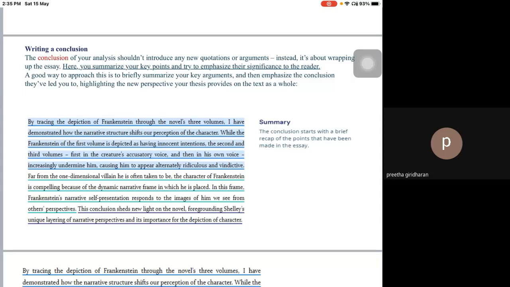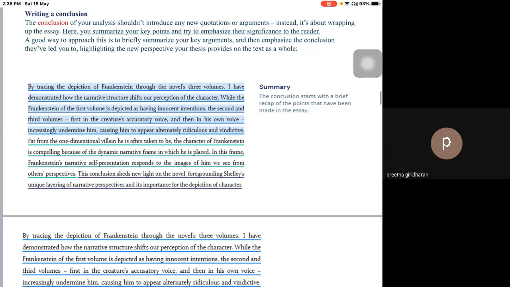A good way to approach this is to briefly summarize your key arguments in new words. Don't use the same words. Okay? And emphasize the conclusion that they have led you to, highlighting the new perspective your thesis provides on the text as a whole. So that's how we should end it. Now, look at this. There is an example here, again, from the Frankenstein essay itself. Look at the concluding paragraph here, okay?